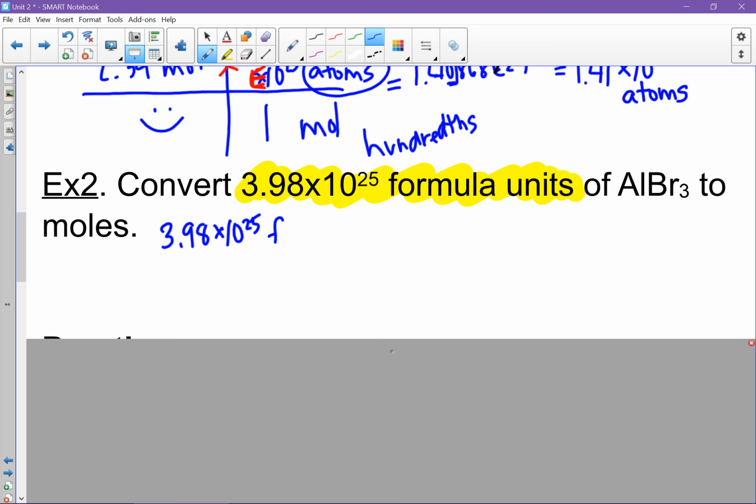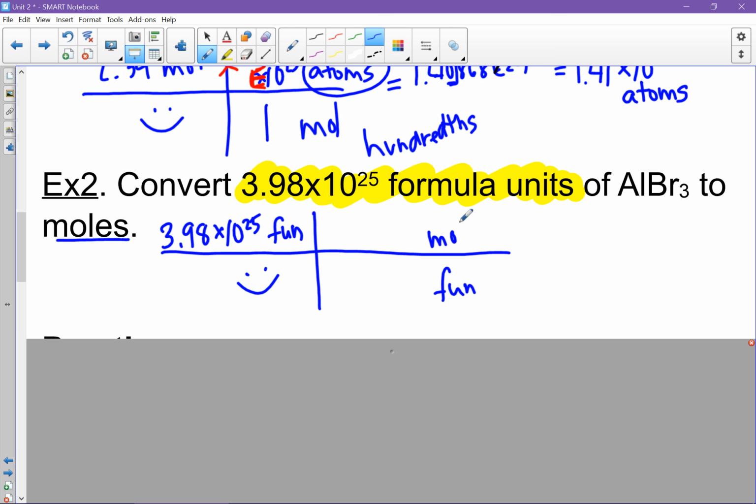I'm going to abbreviate formula units to fun instead of swearing. Formula units is up, so formula units is going to go down. I want to turn it into moles. Then you just think about your numbers. 1 is always the number for the mole. Formula units is a kind of particle, so you're going to do 6.02 times 10 to the 23rd.